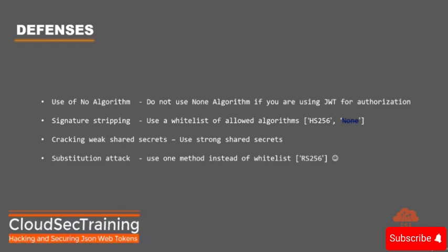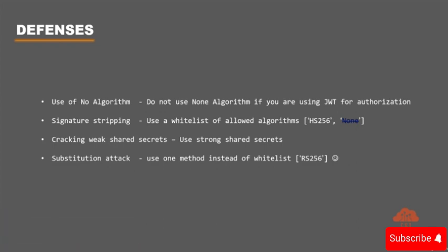Welcome to another video. In this video, let's discuss how we can prevent all the attacks that we have discussed so far. The first one is none type algorithm. So we have seen that none algorithm is used so that we were able to tamper the payload and obtain the credit card details of admin. So none type algorithm is not used for security purposes. So do not use none type algorithm if you are using JWT for authorization.